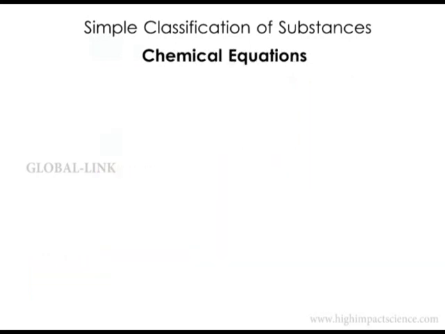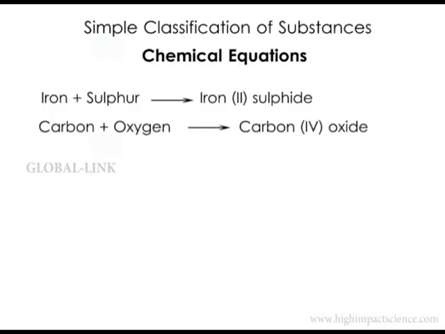Finally, we look at chemical equations. Chemical equations are used to show the chemical reactions that take place during the formation of compounds. The substances that combine are called reactants, while the resulting compounds are called products. Reactants are written on the left and products on the right of the arrow. For example, in the formation of iron(II) sulfide, iron combines with sulfur to form iron(II) sulfide. In the formation of carbon(IV) oxide, carbon combines with oxygen to form carbon(IV) oxide.